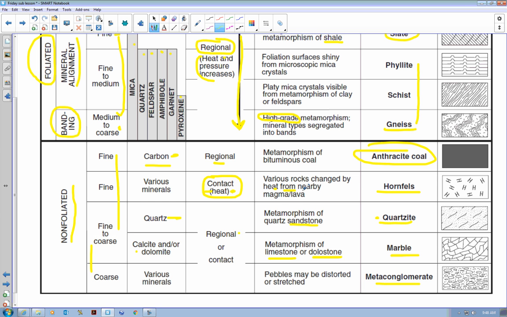Heat from nearby magma or lava. This stuff is so hot that it penetrates into the rock, and the heat will start to metamorphose everything that gets really close to it. And these bottom rocks are much the same. They can be both regional or contact, either or.